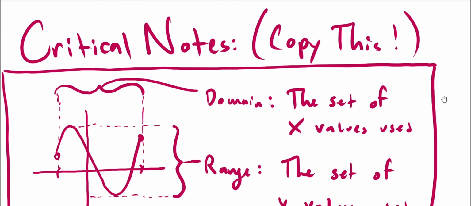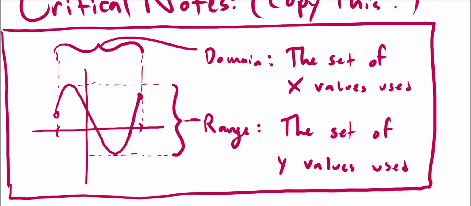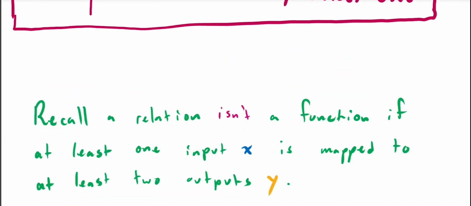So here are some critical notes. I want you to copy this as proof that you watched the video. These are the two most important concepts so far, the domain and range of a relation or function. So recall that a relation is not a function if there is an x value in its domain which is mapped to at least 2 outputs, y. That would still be a relation, but it's not a function. And it only needs to fail at 1 point.